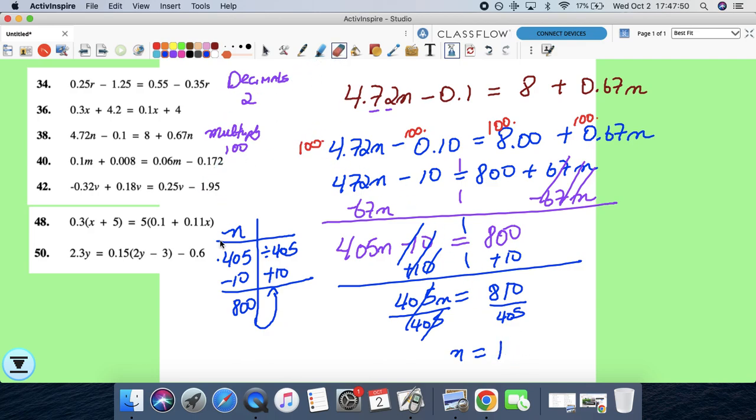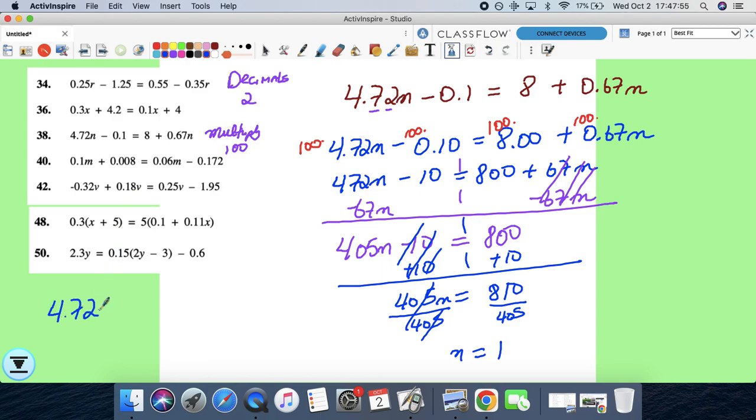Let me do a quick check here. So wherever I see n, I'm going to multiply by 1 equals 8 plus 0.67 times 1. So 472 times 1 is just 472. And then you're going to subtract 0.1. On the other side is 8 plus, sorry, not n equals 1. Oh, somebody should have stopped me. n equals 2. Apologies. So n equals 2. I've got to cut that. Let me write this again.